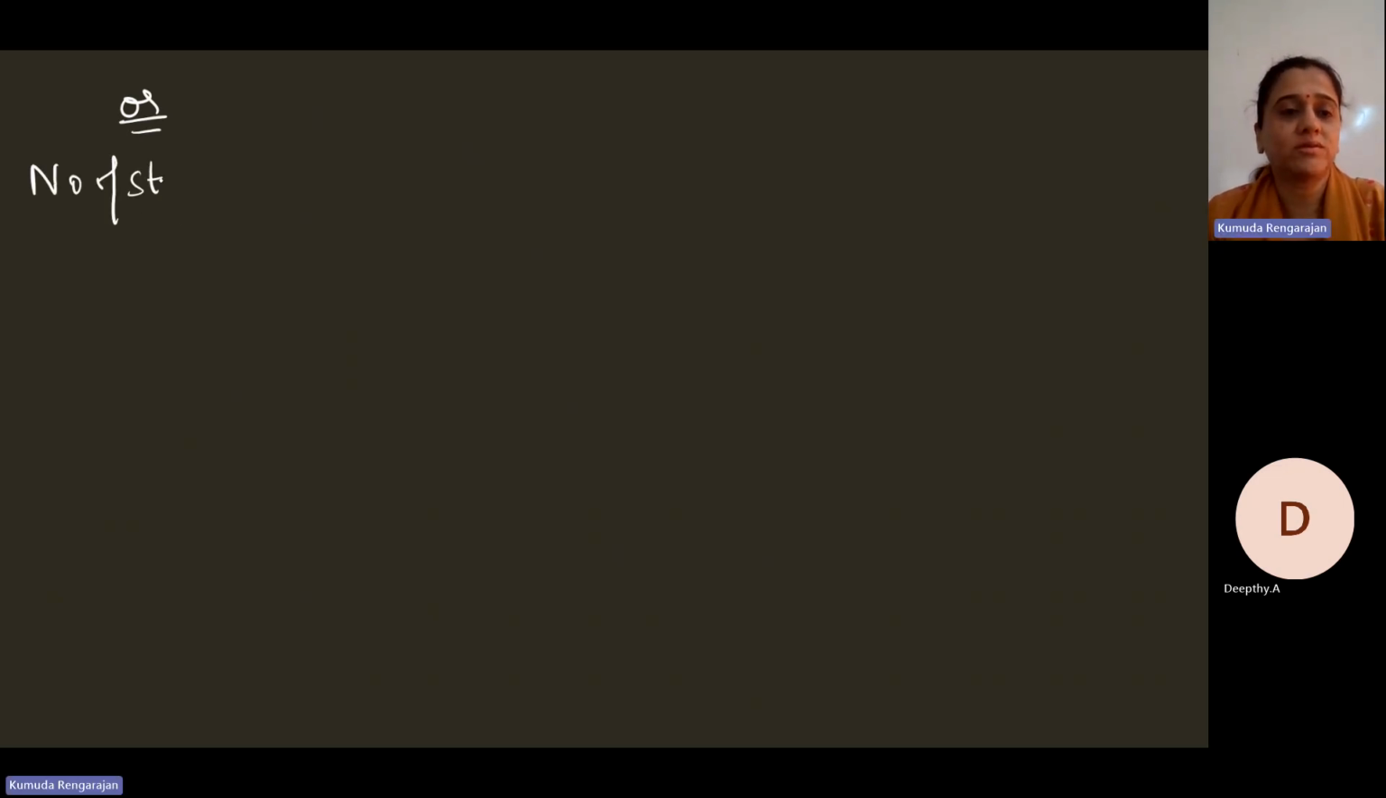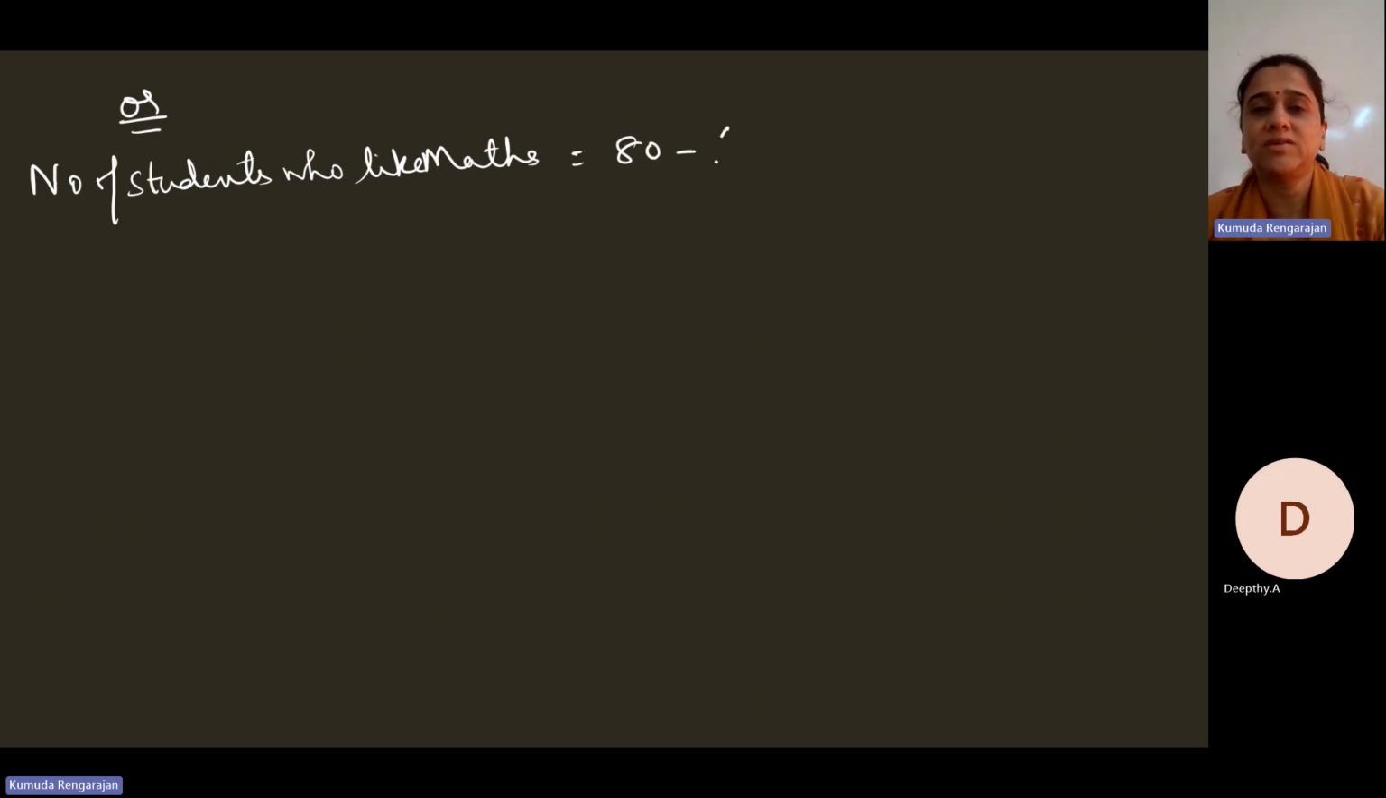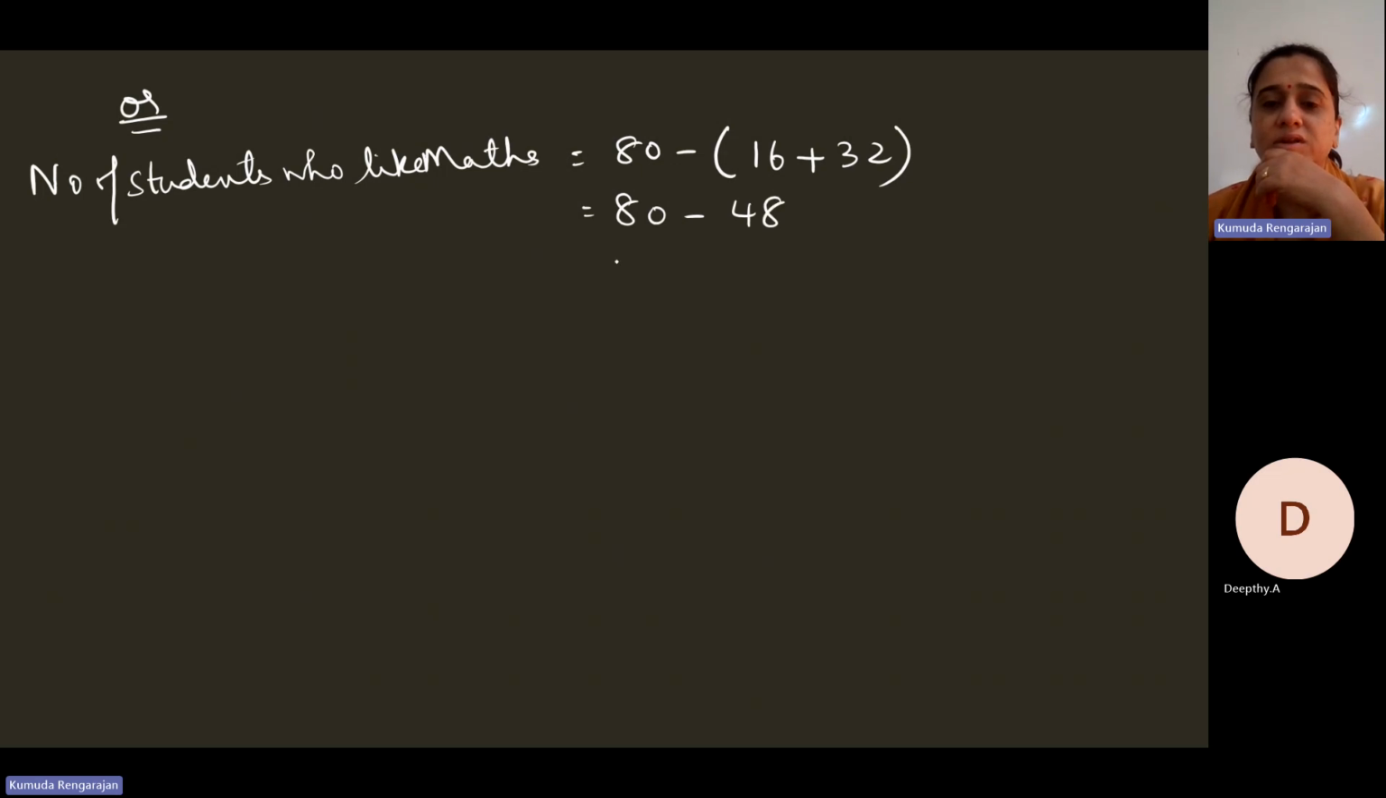Number of students who like maths is equal to 80 minus how many like English? How many like science? 80 minus what is 32 and 16? 48. What is 80 minus 48? 32. So this is the other way.